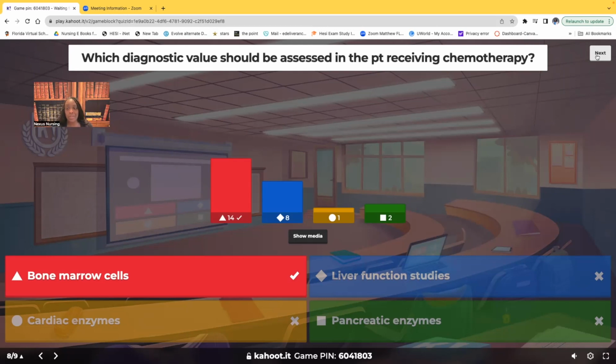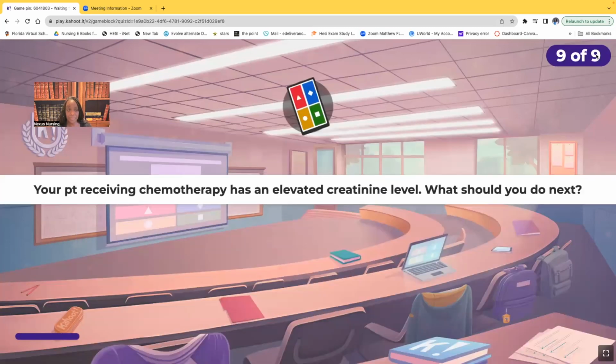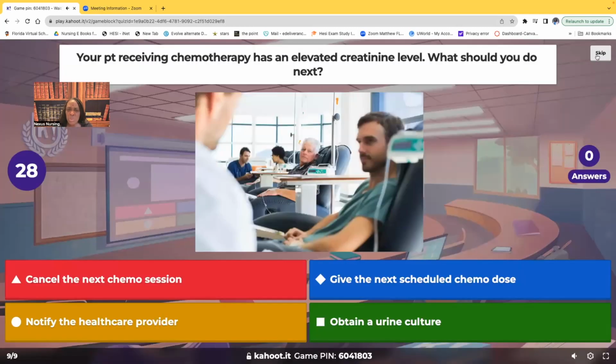All right, guys, last question. Your patient receiving chemotherapy has an elevated creatinine level. What should you do next? Should you cancel the next chemo session? Should you give the next scheduled chemo dose? Should you notify the healthcare provider, or should you obtain a urine culture?